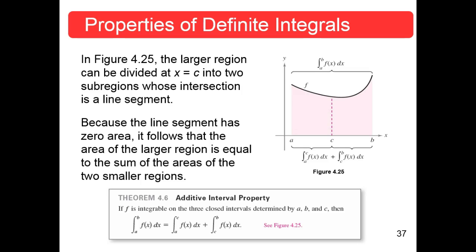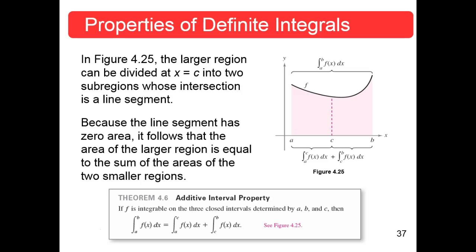Continuous functions and properties of definite integrals. In this figure, the larger region can be divided at x equals c into two subregions whose intersection is a line segment. So I think they mean this dotted line here is that line segment, which is the intersection of this region and that region. It's just that line they have in common. Best I can figure what they're saying.